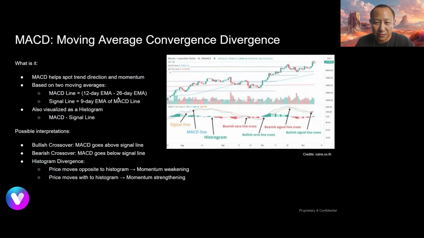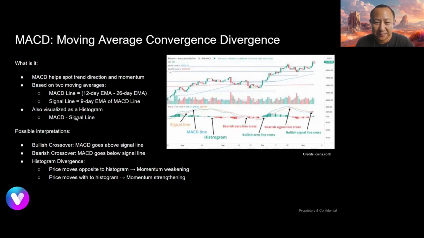Subtract that with the 26-day exponential moving average, and then you will get the MACD line from it. All right. A signal line can also be generated from the MACD line. Basically, it's just a 9-day exponential moving average of the MACD line. Okay. And the MACD can also be visualized as a histogram, simply taking the MACD line and subtracting the signal line from it.